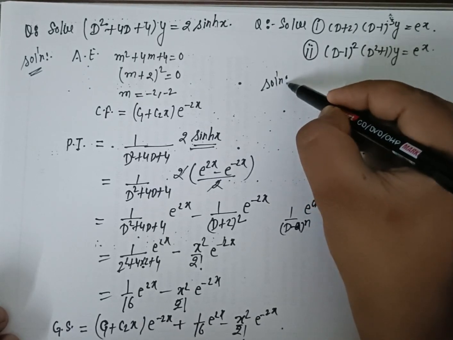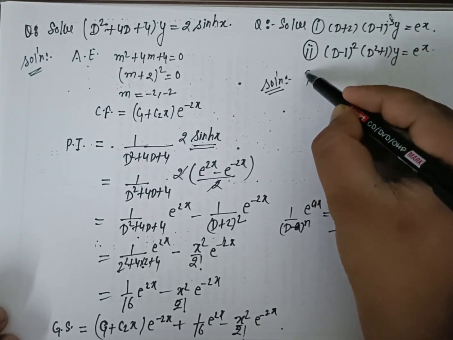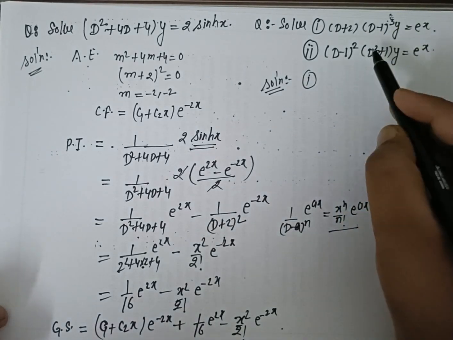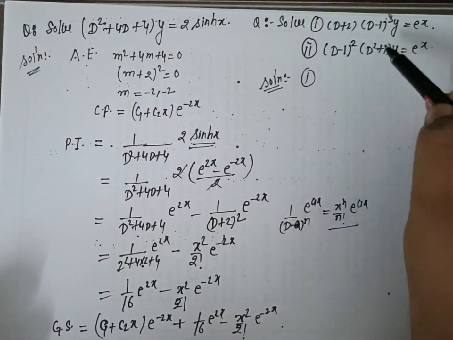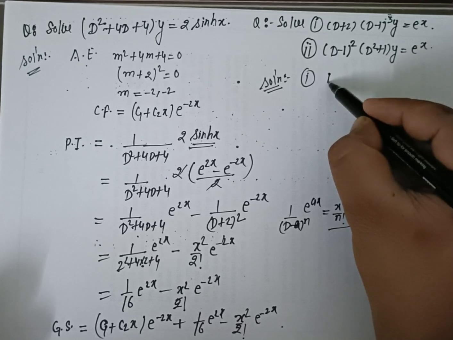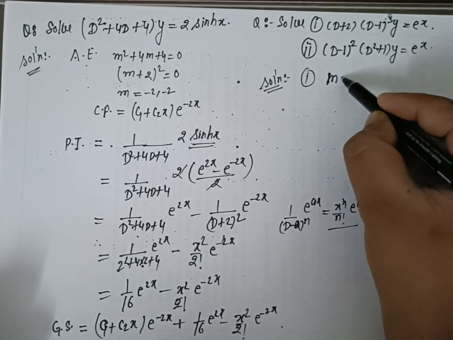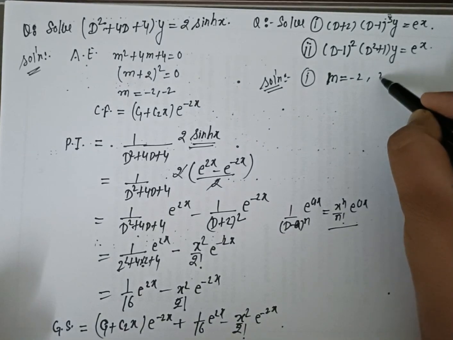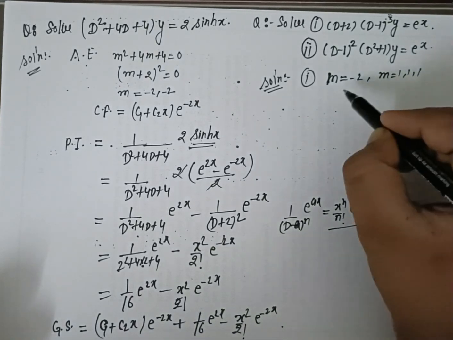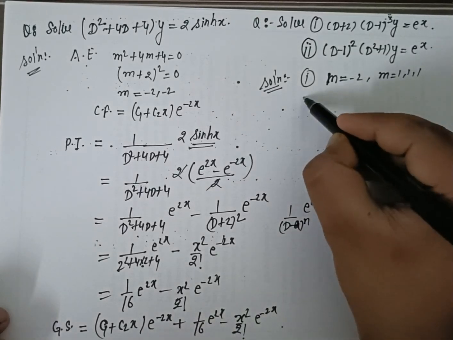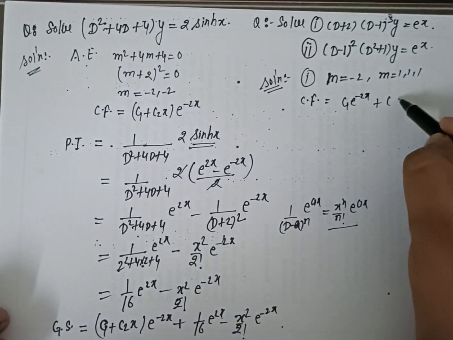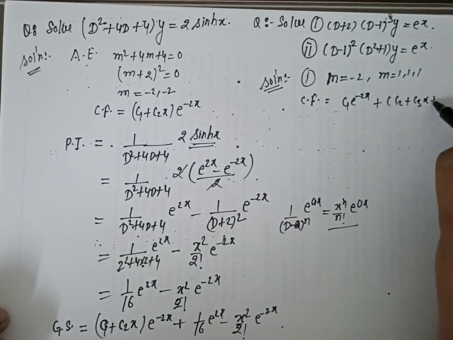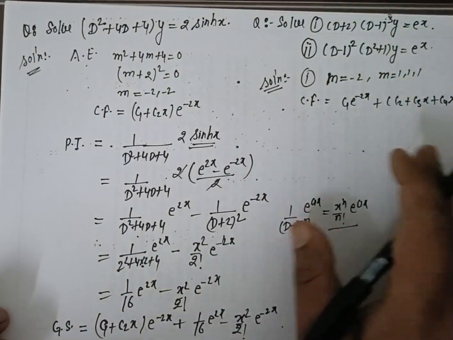With the help of the same theory we can find these. In question number 1 we have repeated roots. I'm writing the roots directly: m equals minus 2 and m equals 1, 1, 1. Three times repeating roots are there. So the complementary function will be c1 e to the power minus 2x plus (c2 plus c3 x plus c4 x square) e to the power x. This is your complementary function.